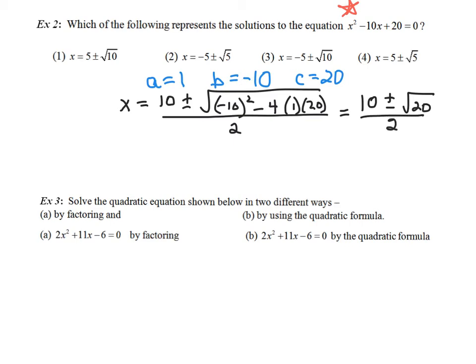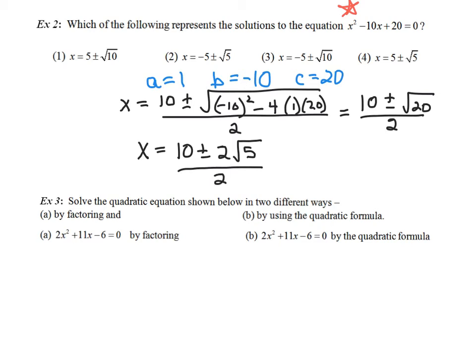Now, whenever possible, I want to simplify that square root. So see how 20 has a perfect square factor? So I'm going to say x is equal to 10 plus or minus, 20 is really 4 times 5. So the square root of 4 is 2. 5 is not a perfect square, so I'm going to leave that part underneath the radical.